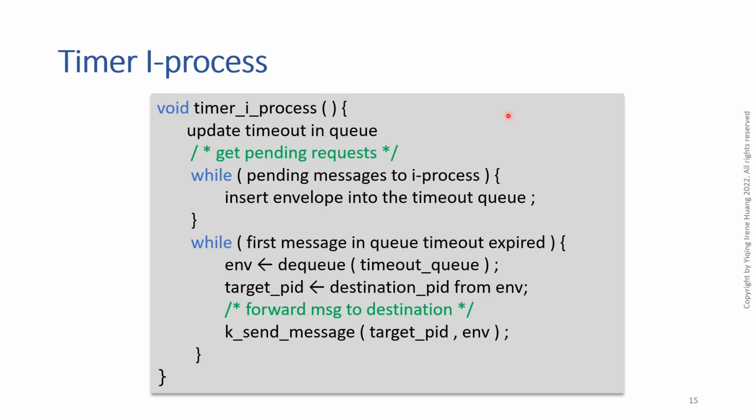Here's the pseudocode of the timer I process. First, we need to update the timeout value in the queue, and then we need to service any pending requests and add them into the timeout queue. Then finally, we'll check the timeout queue to see whether there are any messages that have reached the timeout value. If yes, then we will dequeue them and send them over to the destinations.